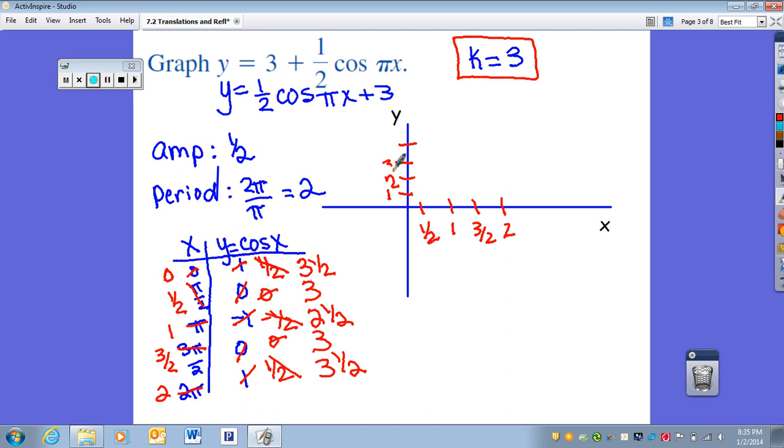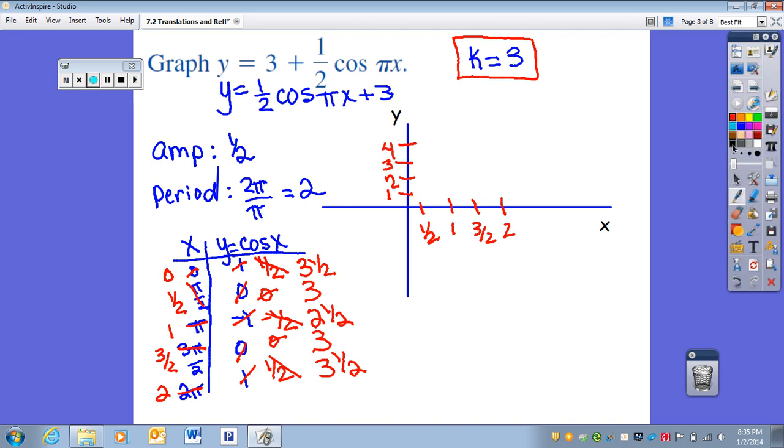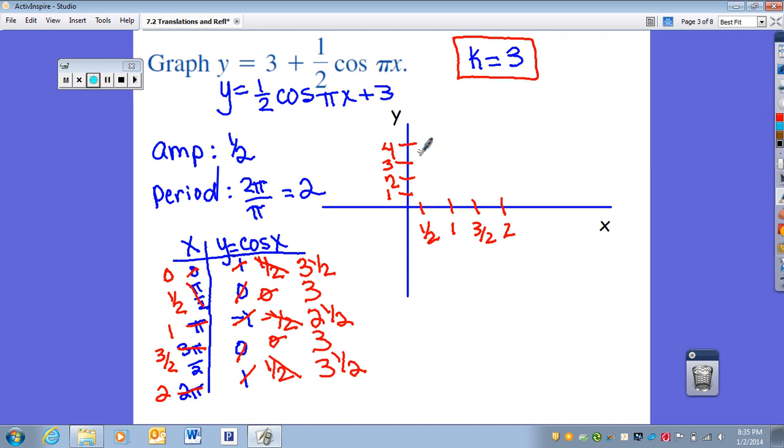2, 3, and at 4. So when we graph our function, we're going to start at 0 and we'll be up at 3.5. And then at 1/2 we're going down to 3. And at 1 we're going to be down to 2.5. And then we'll be back up to 3 and then back up to 3.5. And so we have our cosine function. Arrows on both ends.